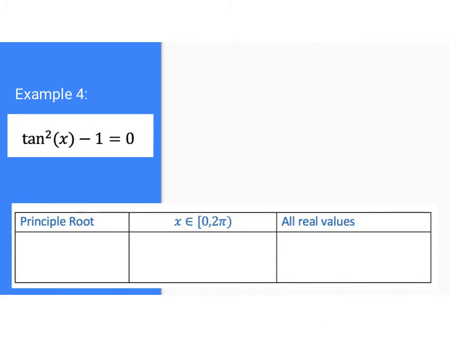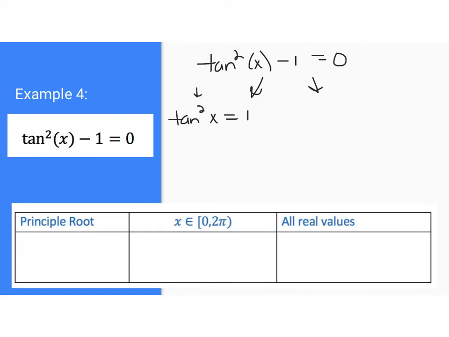For this question, we're going just a little bit harder. I have tangent squared x minus 1 equals 0. We have a couple options for this. I think probably the first option that you guys will think about is to solve algebraically. So we're going to move the 1 to the other side.